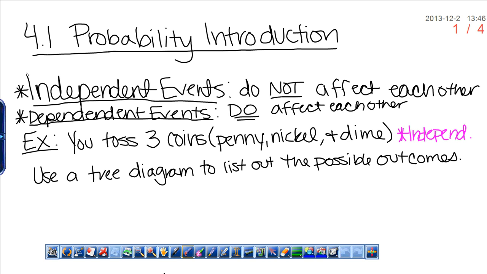So, the first thing that we want to review are independent events versus dependent events. Independent events do not affect each other. They are separate. The outcome of one does not affect the outcome of the other. Dependent events, on the other hand, do affect each other.